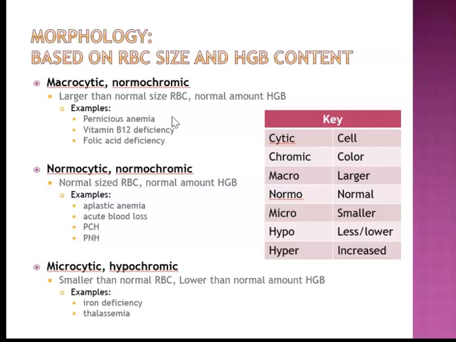Some examples of anemias that would fall into this macrocytic normochromic category would be pernicious anemia, which is an anemia where you can't absorb enough B12, our B12 deficiency, which may lead to a decrease in red blood cells, and our folic acid deficiency, and that can cause fatigue and even mouth sores. And folic acid is a type of vitamin B.